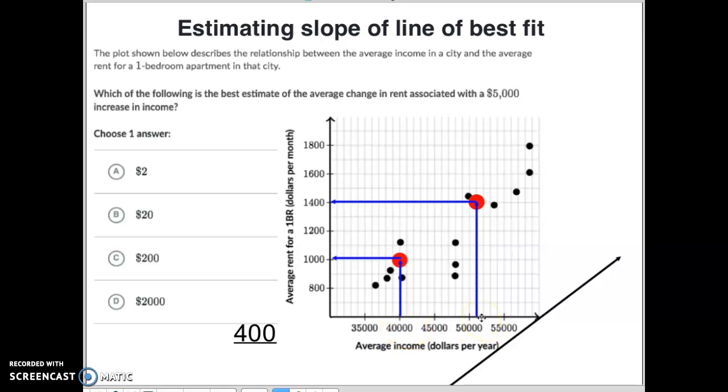$40,000 to $50,000, it went up, what's that, 10,000? So every time this goes up 5,000, about how much does our rent go up? Well, if it went up $400 for 10,000, then 5,000 was half of 10,000, so half of 400 is about 200. So our answer for this one would be C, 200 right there.